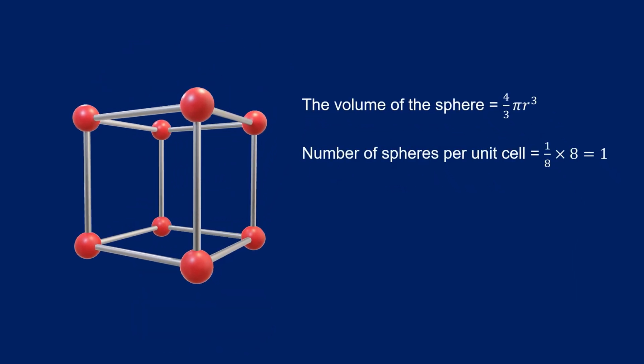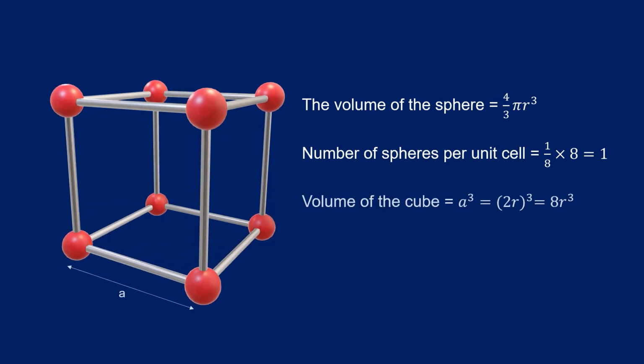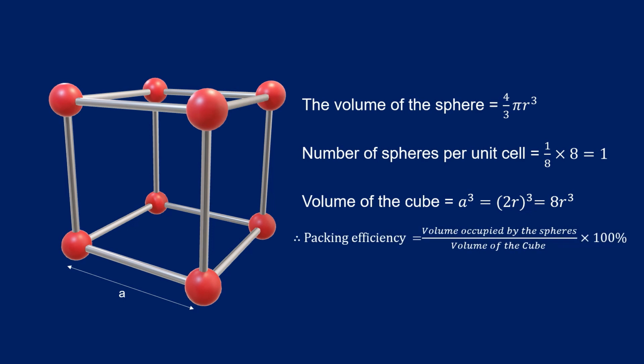Also, we already know that the volume of any cube is given by a³. Thus, by substituting the value of a, the volume of the cubic unit cell is given by 8r³. Thus, by putting these relations for the volumes of the sphere and the unit cell in the formula for packing efficiency, we can calculate the packing efficiency for a simple cubic unit cell, which is 52.4%.